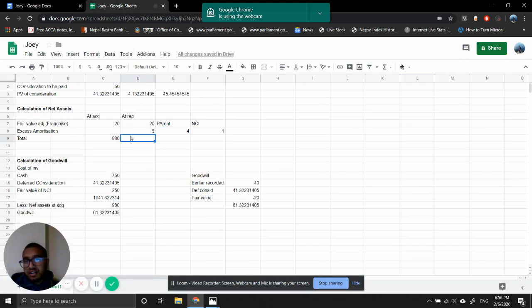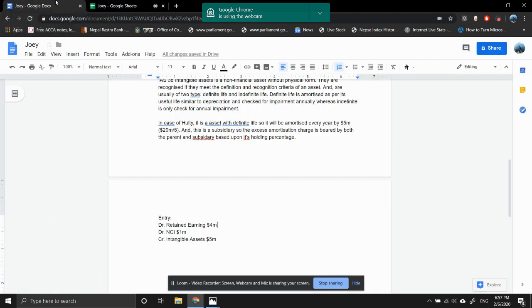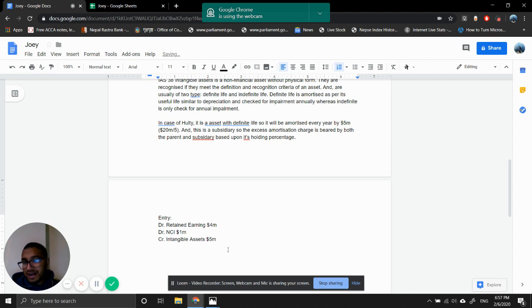Otherwise, normally what would happen is that if there was a figure of 1000, what we used to do is subtract 1000 minus 980, and then allocate it that way. But in this case, we don't have the total net assets figure, so we don't need to calculate fair value NCI as well. It's already been calculated, so we have to deduct from it. That's pretty much it that we need to do in case of number A.